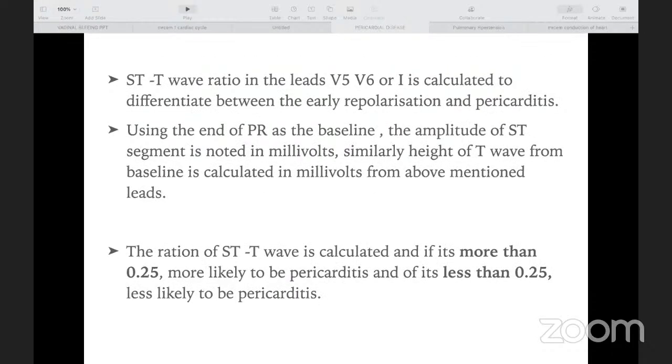Using the end of the PR segment as the baseline, the amplitude of the ST segment is noted in millivolts. Similarly, the height of the T wave from baseline is calculated in millivolts from the above-mentioned leads. We are calculating the ratio of these two amplitudes, and if it's more than 0.25, it is more likely pericarditis, and if it's less than 0.25, it has more chance to be the normal variant with early repolarization. So this ST-T wave ratio in leads V5, V6, and lead 1 is calculated, and if it's more than 0.25, there is more chance of pericarditis.